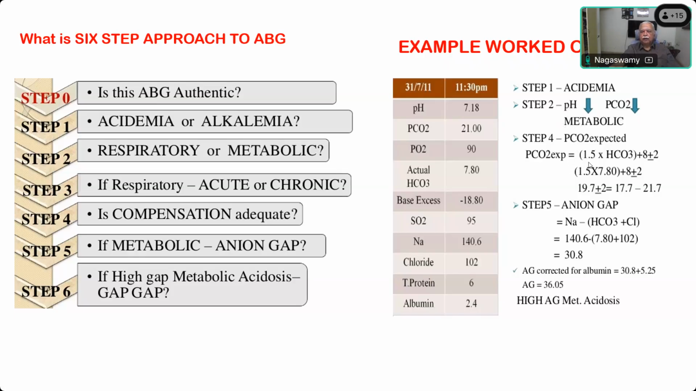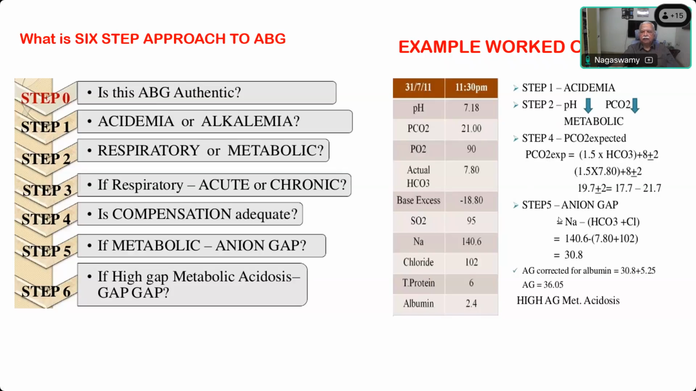So 1.5 multiplied by bicarbonate, 8, plus or minus 2. So you get this value of 17.7, or I mean 21.7. This is the range, so it almost matches. That means the PCO2 compensation is good, or correct, in this case.